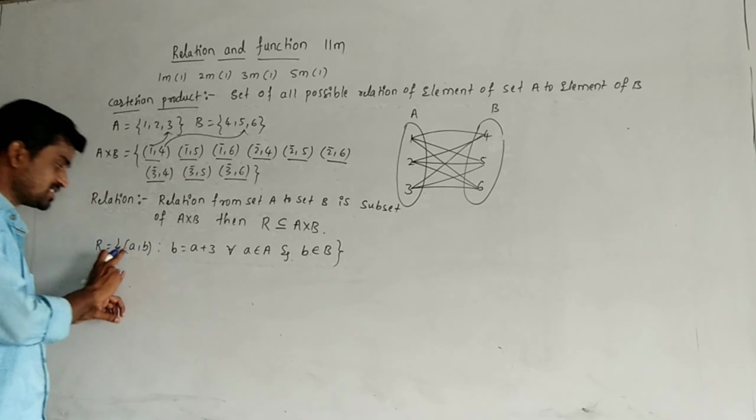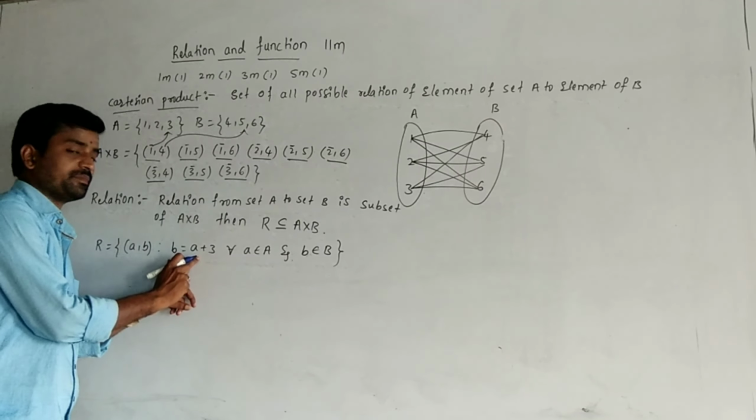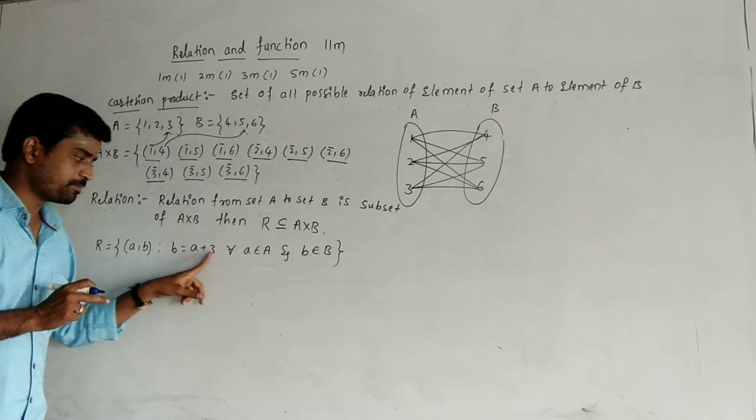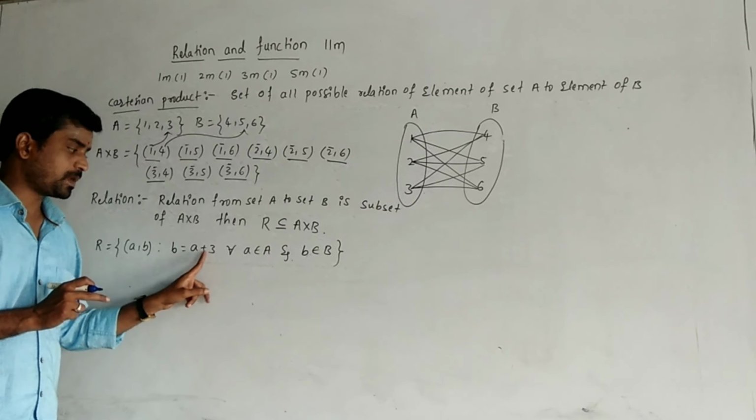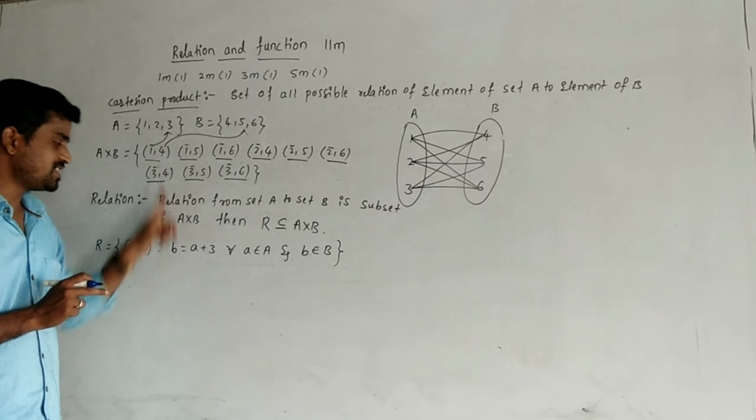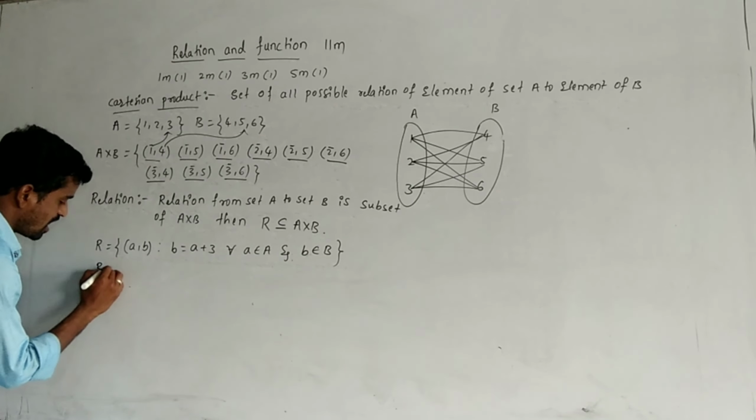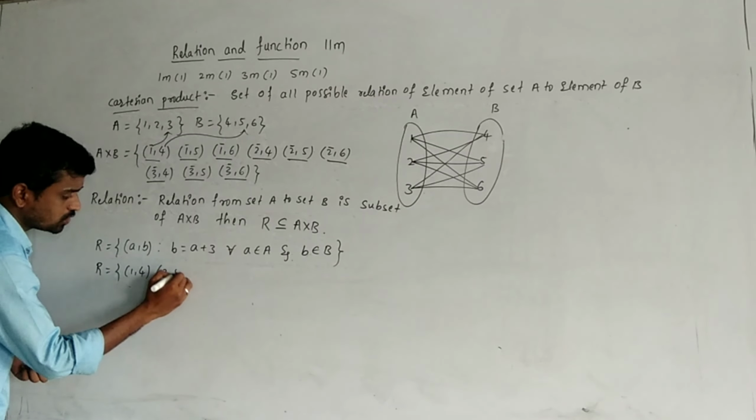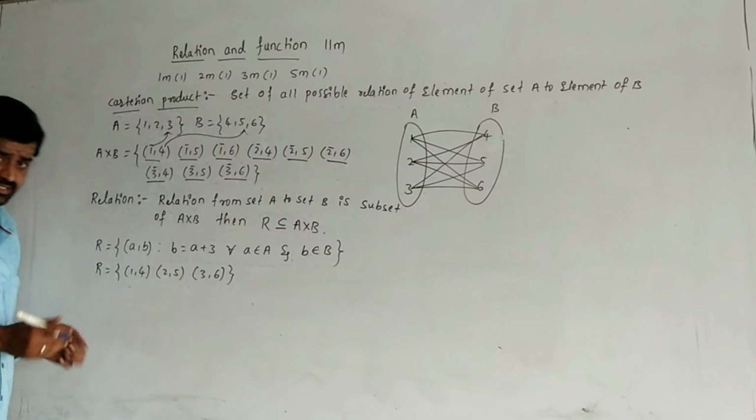The condition is A comma B such that B equal to A plus 3. When A is 1, 1 plus 3 is 4. When A is 2, 2 plus 3 is 5. When A is 3, 3 plus 3 is 6. The relation is R is equal to 1 comma 4, 2 comma 5, 3 comma 6.